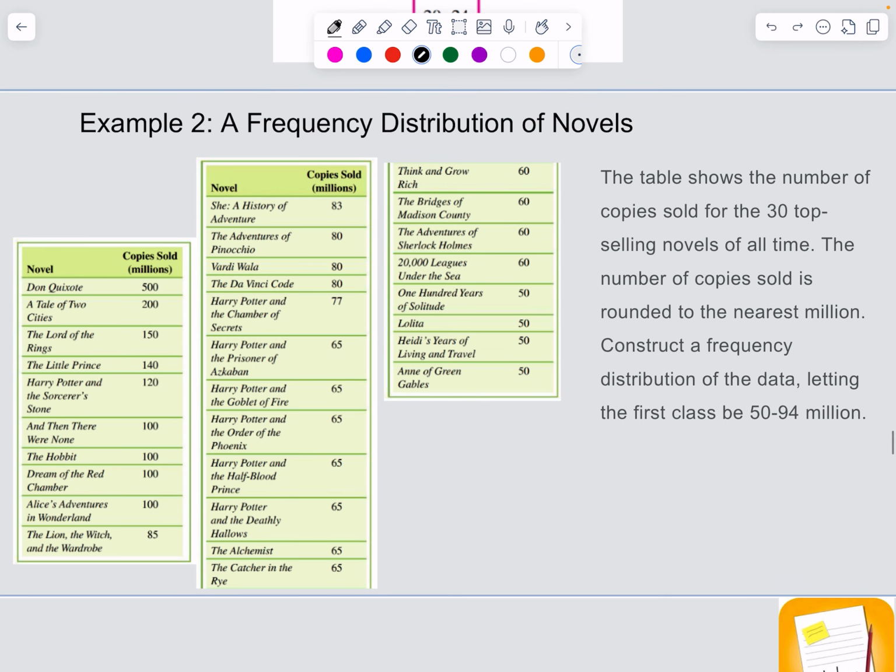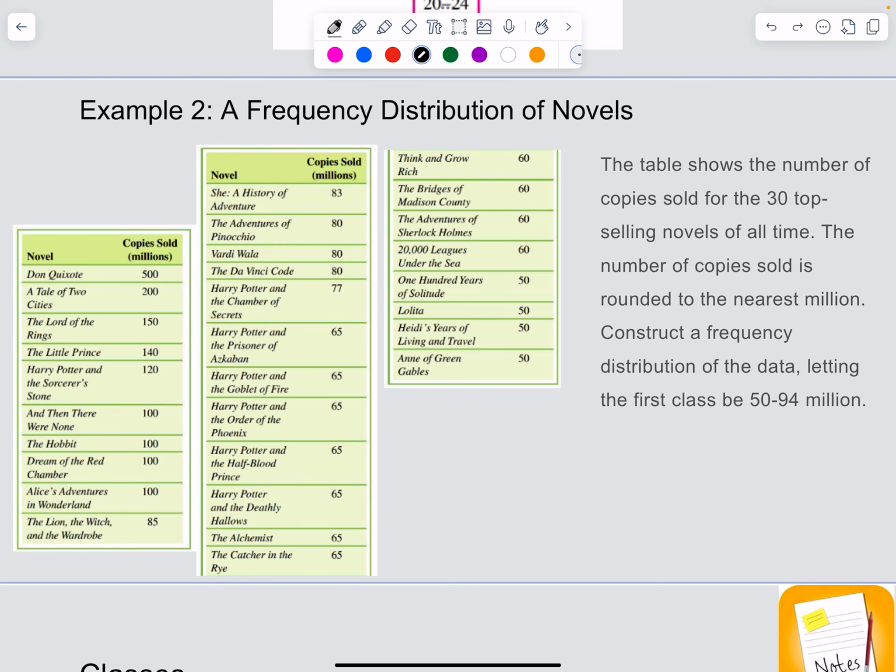Let's look at this one that has classes. The table that we see, it was a huge table, shows the number of copies sold for the 30 top-selling novels of all time. The number of copies sold is rounded to the nearest million. Construct a frequency distribution of the data, letting the first class be 50 to 94 million. So, using 50 to 94 as our first cutoff, now we can make all the other classes match. So we'll have copies.